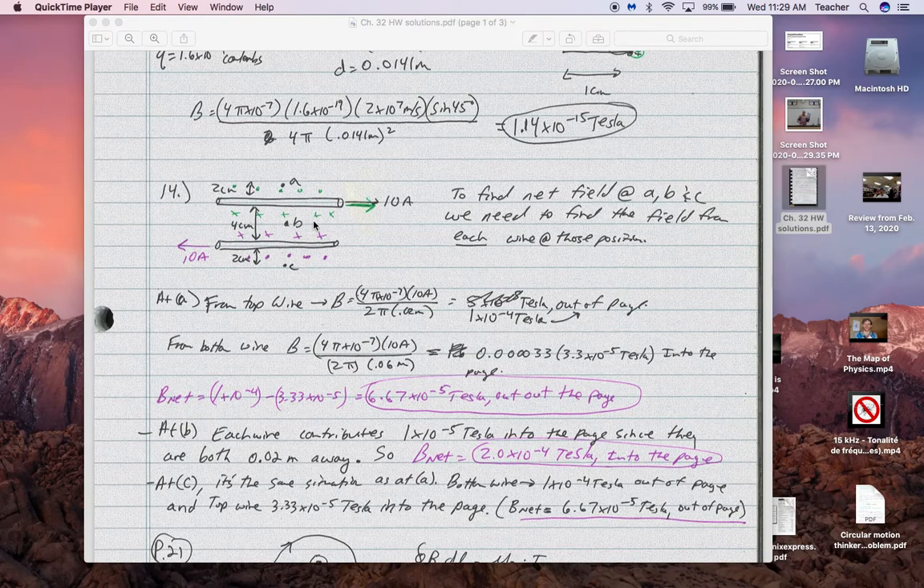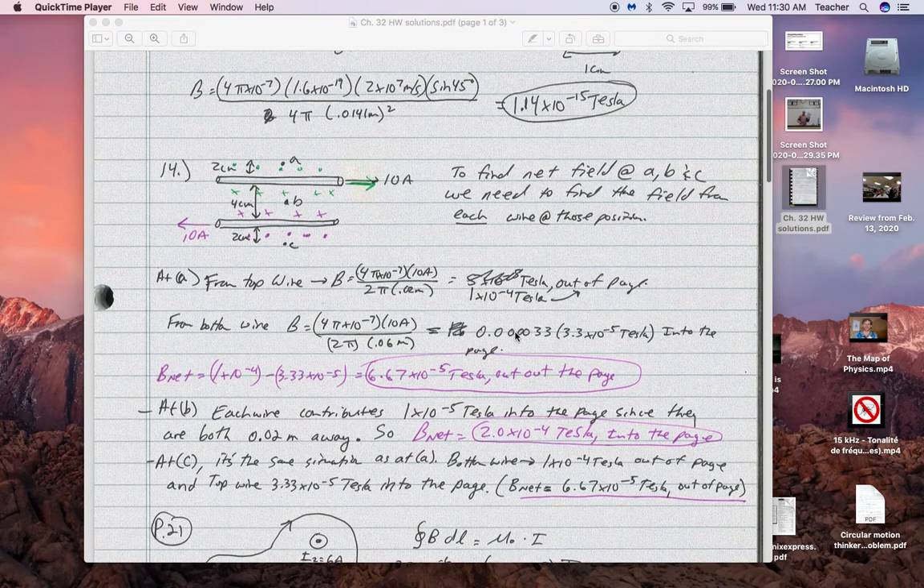In the middle here, if you notice, the field at point B is going into the page caused by the top wire and also into the page caused by the bottom wire. So we would add those two fields together. So the key thing is since the distances from the points to the wires are either 2 centimeters or 6 centimeters, that's the only thing I really need to figure out in terms of the math. So from the top wire, I end up with 1 times 10 to the negative 4 Tesla.